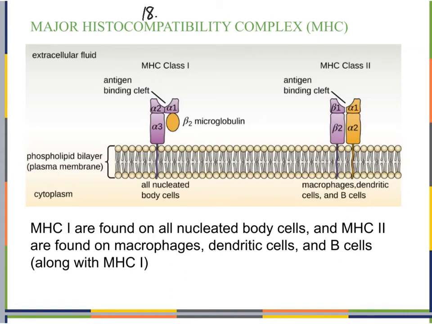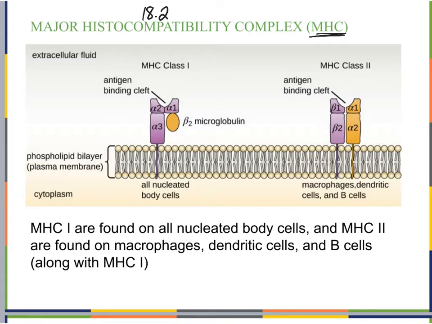So here in 18.2, we're going to talk a bit more about this major histocompatibility complex, or the MHC. Remember that we have already talked about the MHC previously, and we said that this is something that allows our cells to recognize that they are self cells. Now we are going to take a closer look at that and see really how this works.